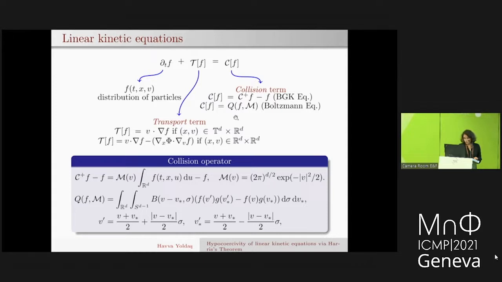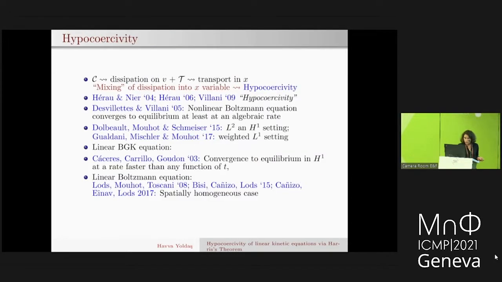The linear BGK equation is one of the simplest kinetic equations and is known to be hypocoercive. It's actually a toy model introduced to study the nonlinear Boltzmann equation, which has some similar properties. The linear Boltzmann equation we are interested in here describes the interaction of particles with a background medium already in equilibrium. I will come to the details later, but one thing is that the collision operator only acts on the velocity variable, and this gives the dissipation effect on the velocity, while the transport operator takes place only in space. Then the main problem is to estimate the effect of this mixing of dissipation into the space variable.